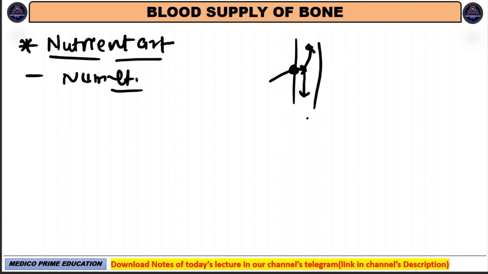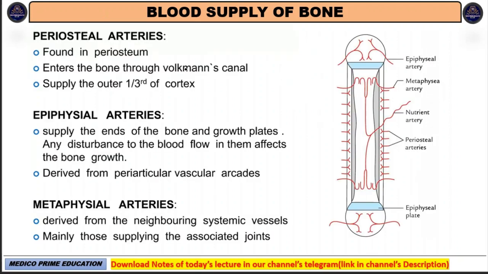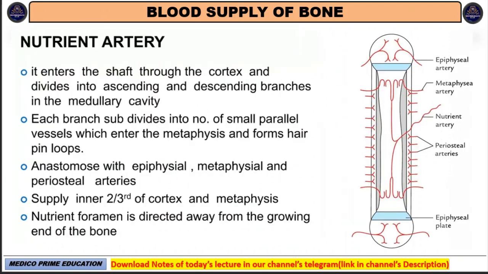Now if we zoom in, this is the nutrient artery, this is the ascending branch, and this is the descending branch. Each branch subdivides into a number of small parallel vessels which enter the metaphysis and form hairpin loop-like structures. In this diagram, this is the nutrient artery, this is the ascending branch, and when it enters the metaphysis it forms hairpin loop-like structures.